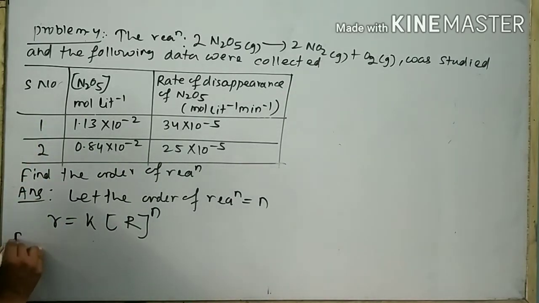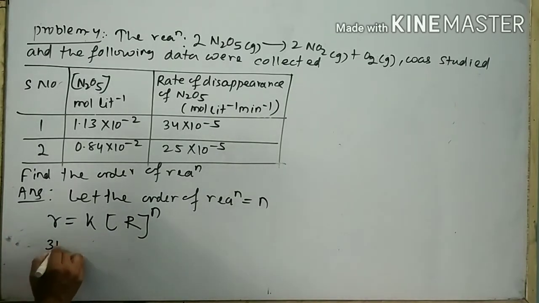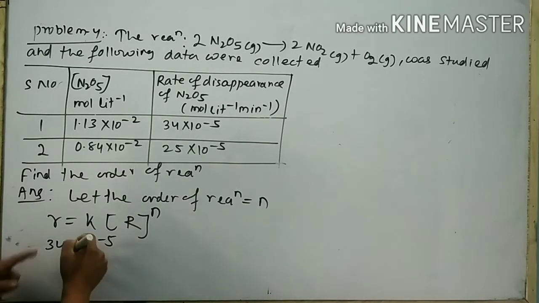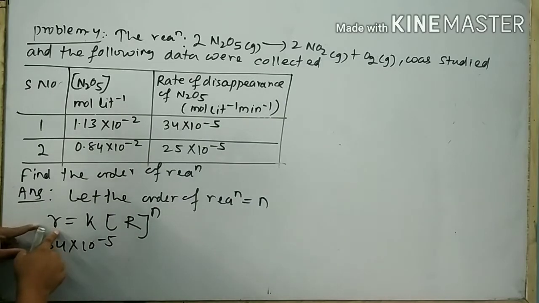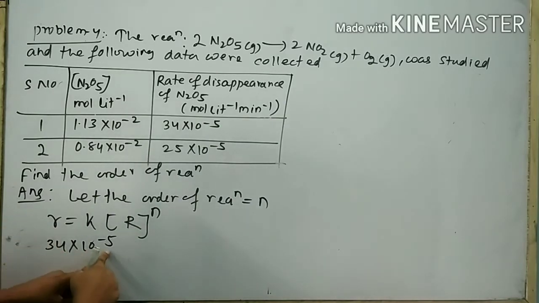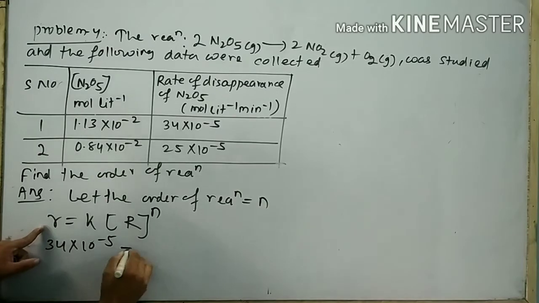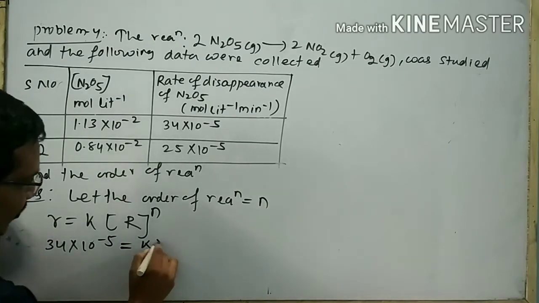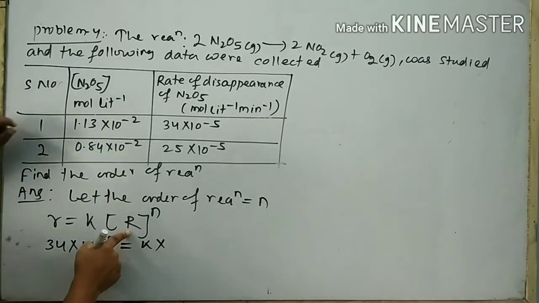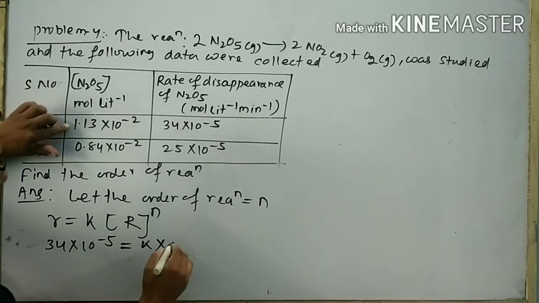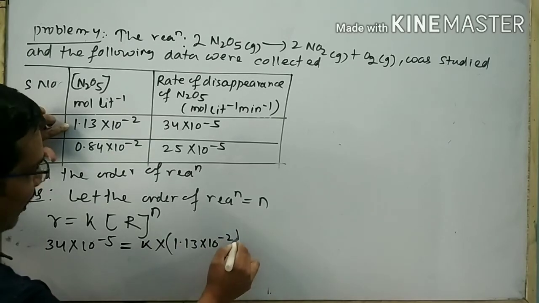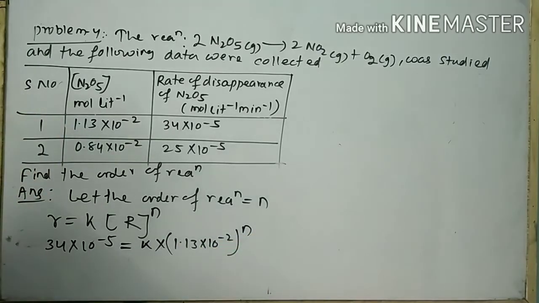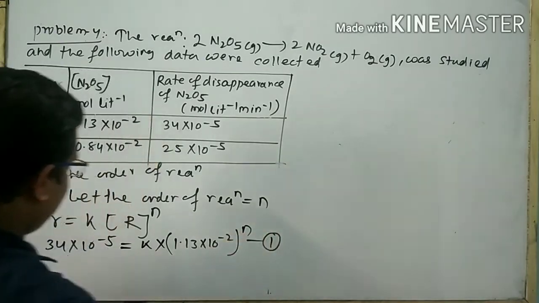For experiment 1, I can write 34 into 10 to the minus 5. This is your R for experiment 1. So here we can write 34 into 10 to the minus 5 for R, and K into the concentration of the reactant, which is 1.13 into 10 to the minus 2, to the power n. Suppose this is your equation 1.